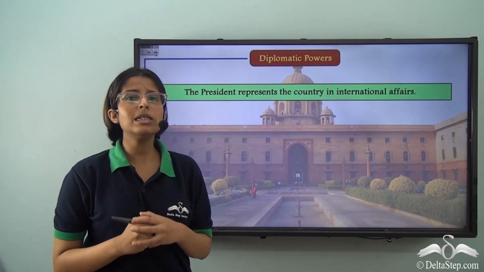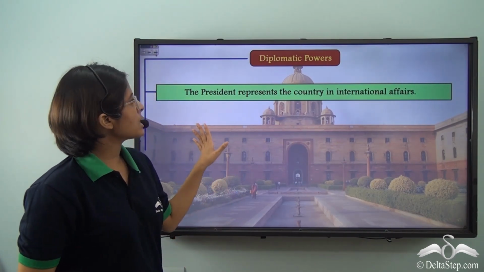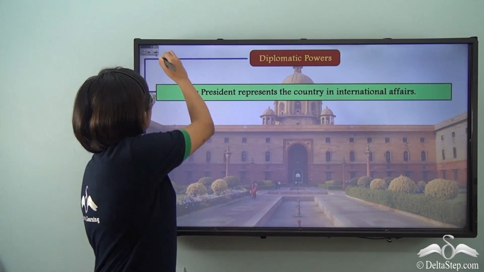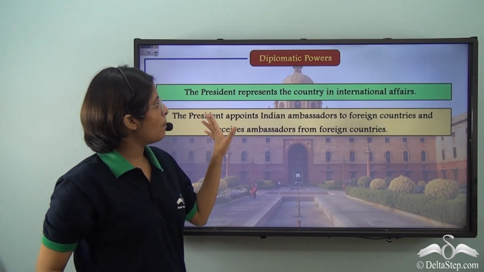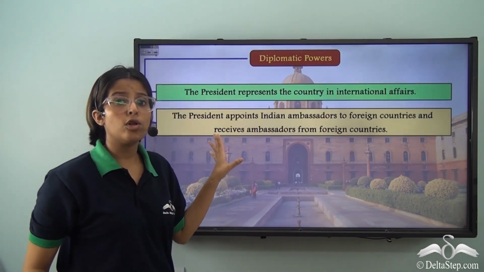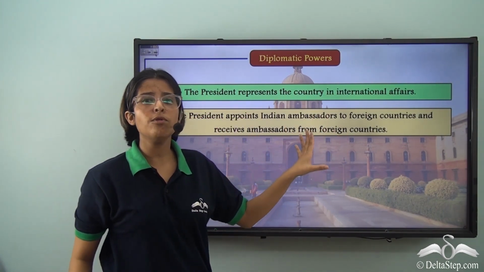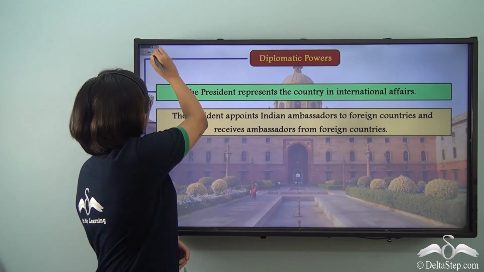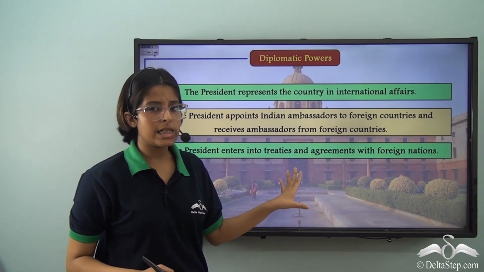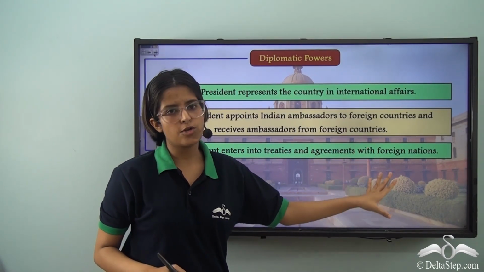Now let us go through the diplomatic powers. The president represents the country in international affairs. The president appoints Indian ambassadors to foreign countries and also receives ambassadors from foreign countries. Thirdly, the president enters into treaties and agreements with foreign nations.